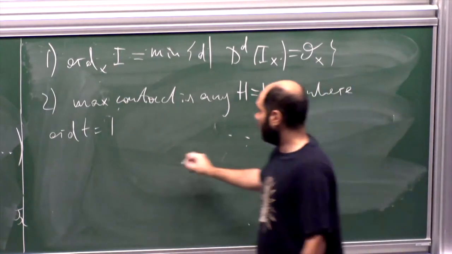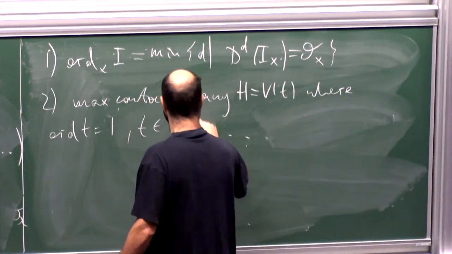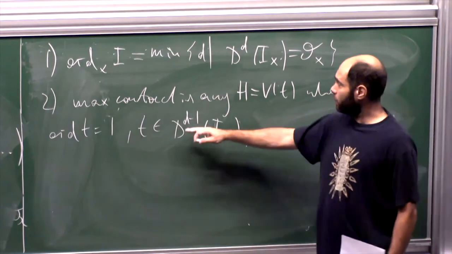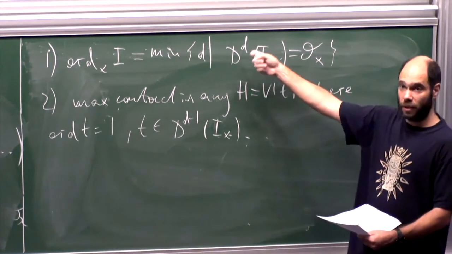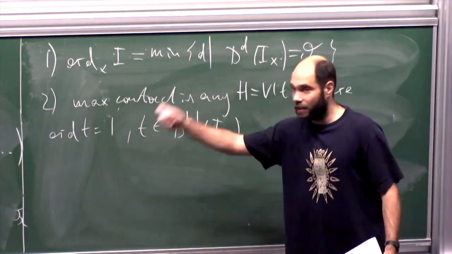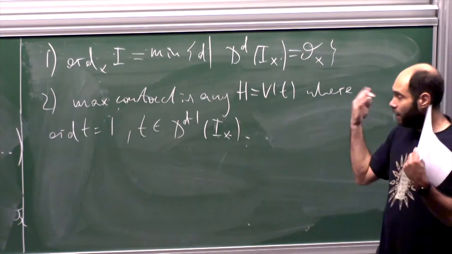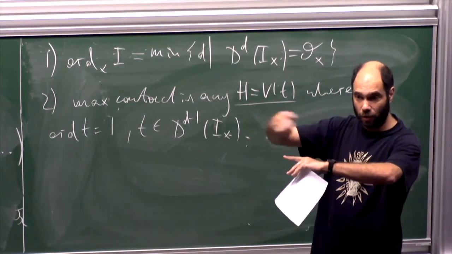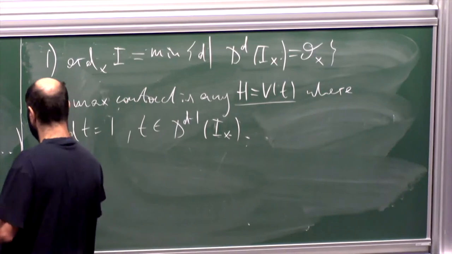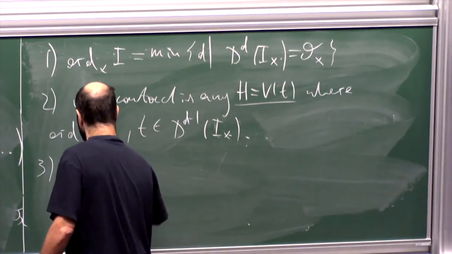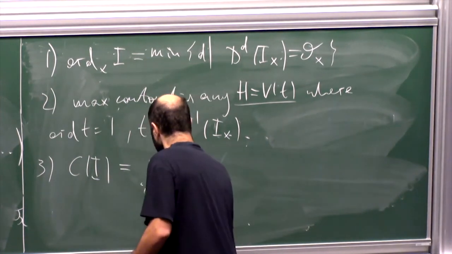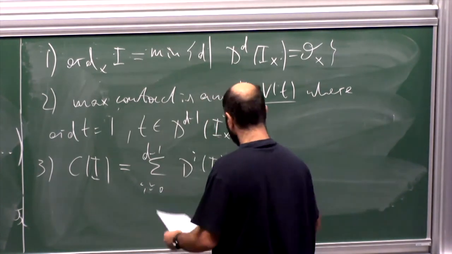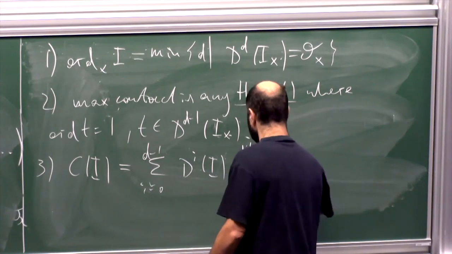T is a coordinate. And t is contained in the (d-1)-th derivation. So we know that the (d-1)-th derivation has order 1, because order reduces by 1 each time. And so it contains elements of order 1. And also this is very intuitive, but such an H has maximal contact with our initial problem. It's as close to the initial problem as possible. And three. The coefficient ideal is just the weighted sum of derivations of I to the power d factorial over d minus i. So it's just a weighted sum of derivations.